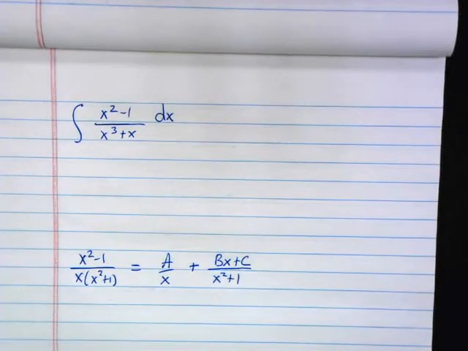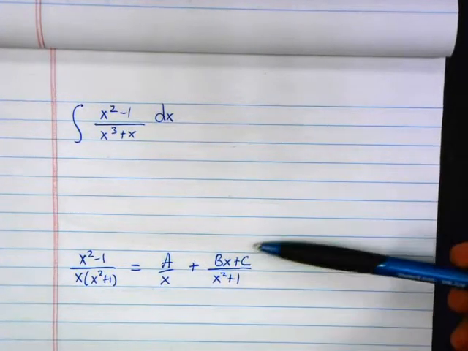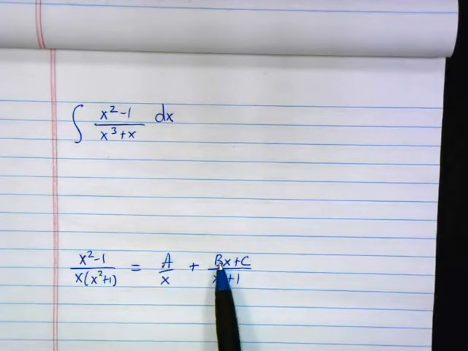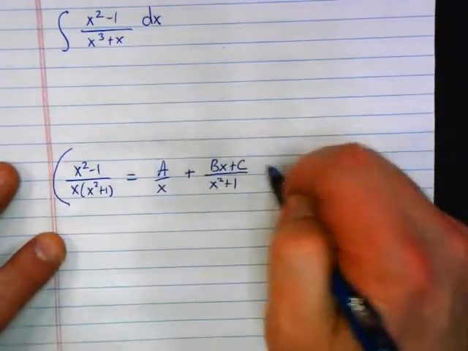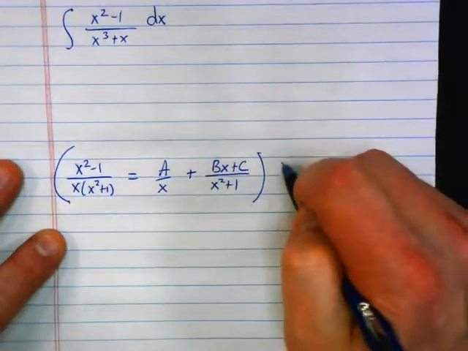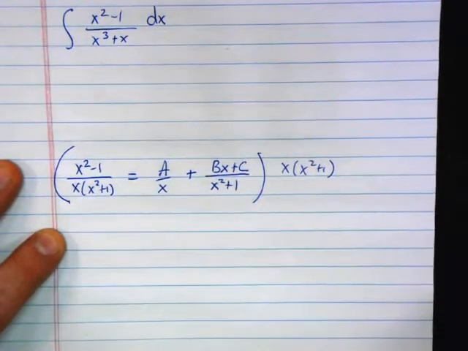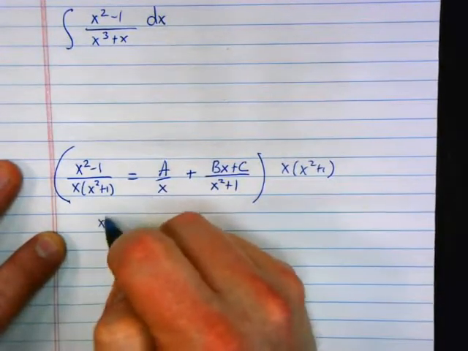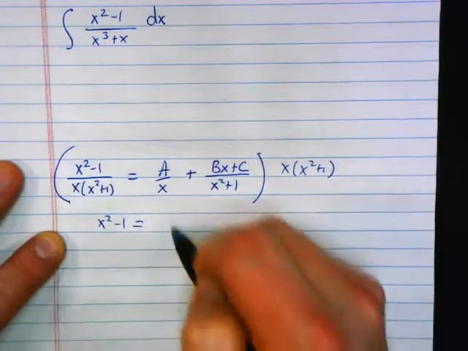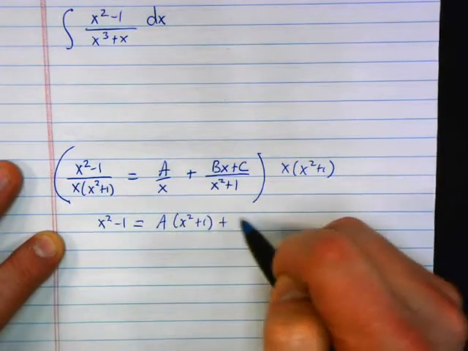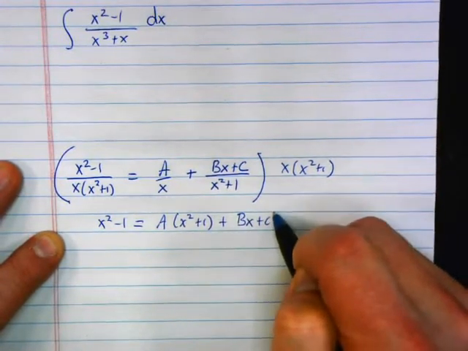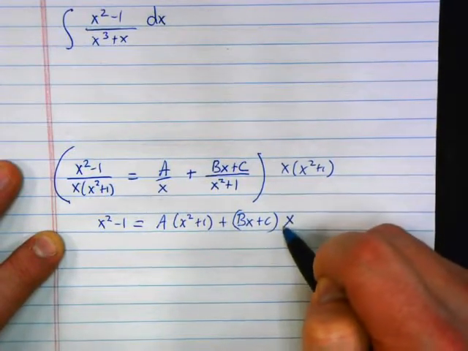So notice the big change there. When you have a quadratic on bottom, linear on top, which means now we have 1, 2, 3 variables that we have to deal with. Seems like it just got harder, right? Yep, it did. Not going to lie to you. Clear your fractions. Multiply by your common denominator. x squared minus 1 equals a times x squared plus 1 plus bx plus c times x.